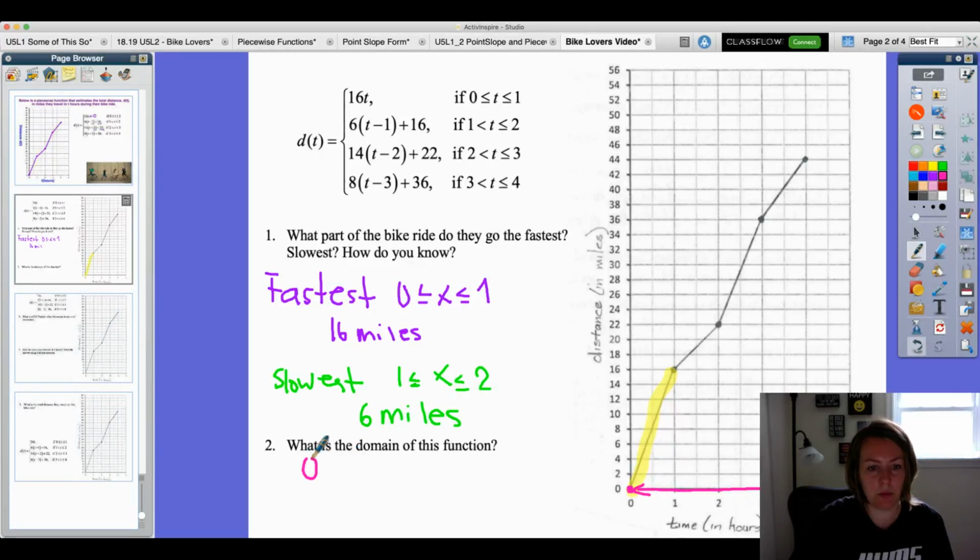So that means my domain is 0 is less than or equal to x, or in this instance, we could also write t, because we're talking about t in hours, less than or equal to 4. You could also check in your intervals and your piecewise functions. So this is all starting at 0 and ending at 4. So that's another way of looking at it as well.